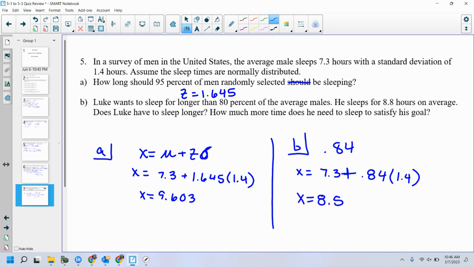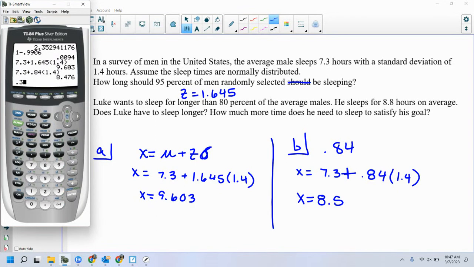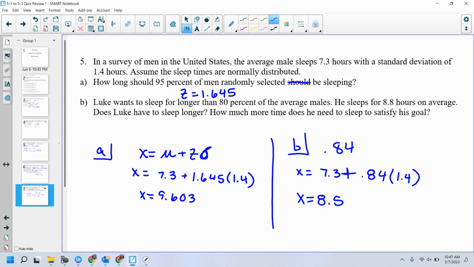Does he need to sleep longer? No, he does not need to sleep longer. He has already met his goal. How much time can he cut back on then? 0.3 of an hour if he wanted to. You could sleep 18 minutes less if you wanted to. Go to sleep 18 minutes later.